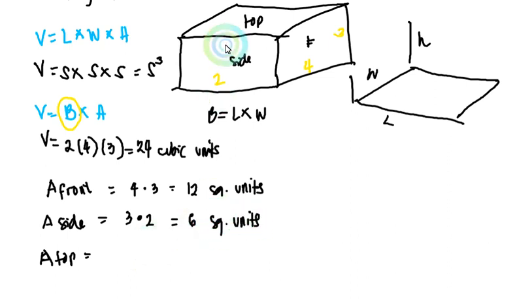And we have the area of the top, this is 2 by 4. That is 8. 2 times 4. That is equal to 8 square units.